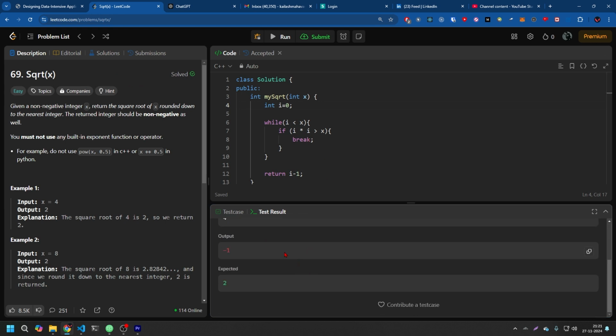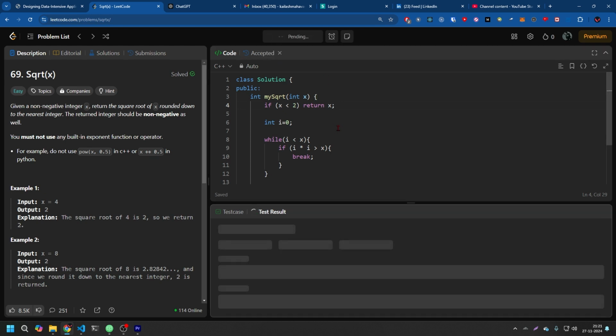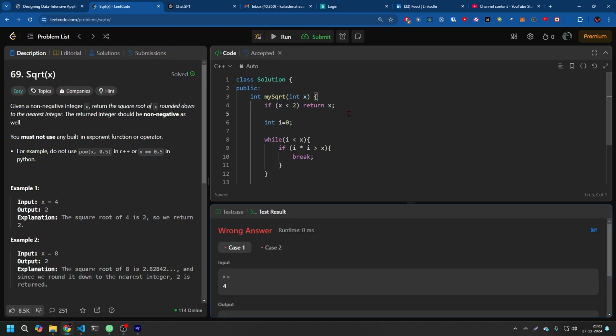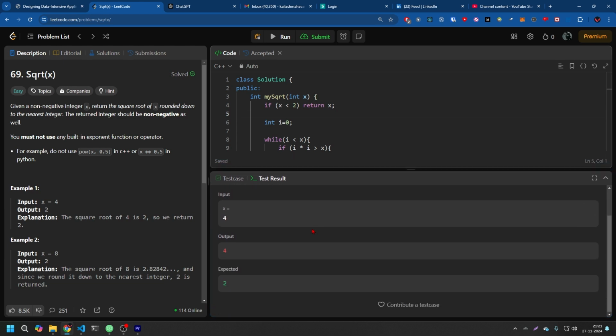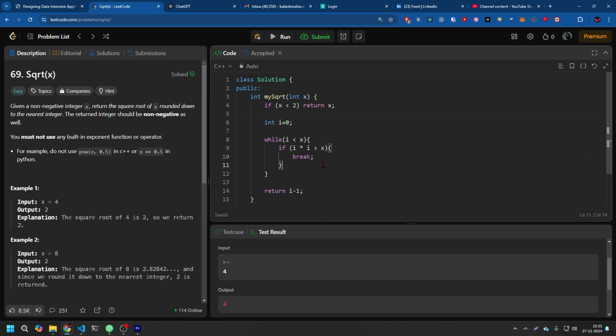We are getting output as minus 1, which should not be the case. So let's handle this case. If x is less than 2, we are going to return the same, so it will handle 0 and 1. Now the expected answer is 2, but the output we are getting is 4.